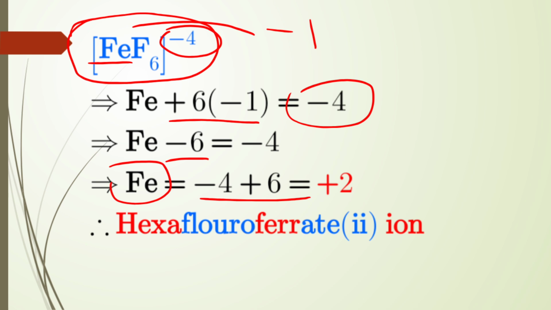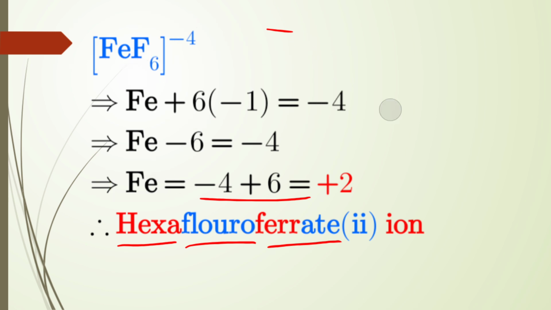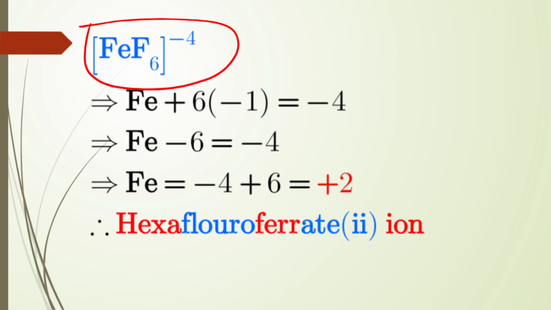So therefore now we are going to name it. We have the ligand, which is fluoro, but it has 6, so hexafluoro. Then we have ferrate. Remember why we added this ATE: because the coordination sphere has a net negative charge. Do you understand this? That's why you add ATE. So then ferrate(II) ion, because it is a complex ion, that's why we say ion. Do you understand the hexafluoroferrate(II) ion? I hope you understand this.